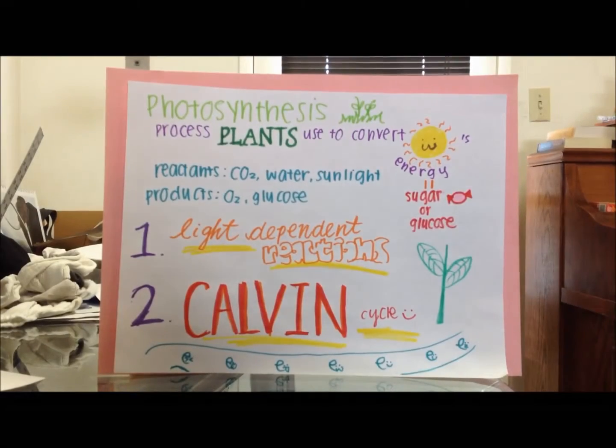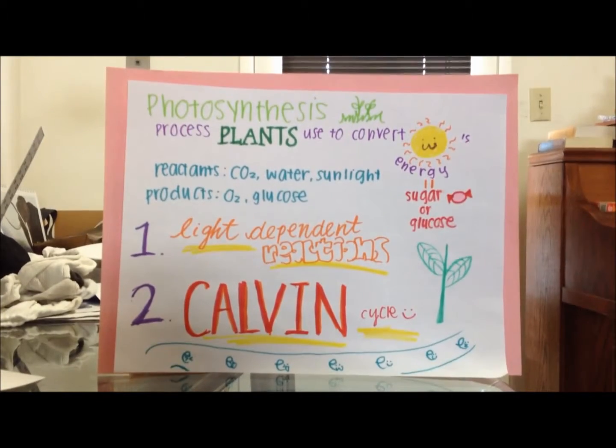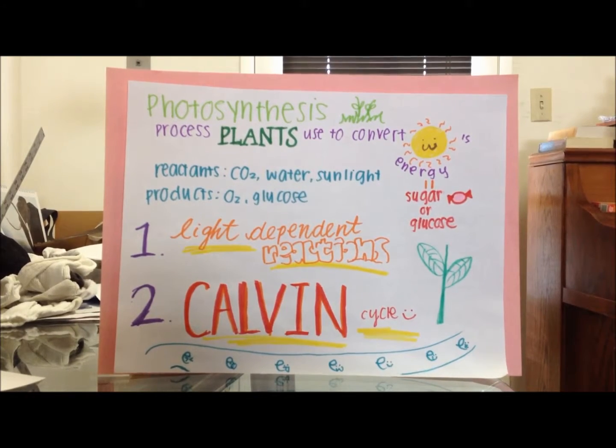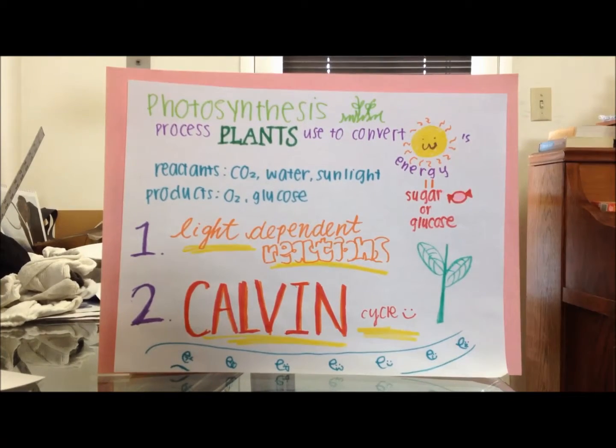What is photosynthesis? Photosynthesis is the process plants use to convert the sun's energy into glucose. The reactants are CO2, water, and sunlight, and the products are O2 and glucose. As you will see later on, cellular respiration is the exact opposite. For photosynthesis, there are two steps. First is the light-dependent reactions. The second is the Calvin cycle.